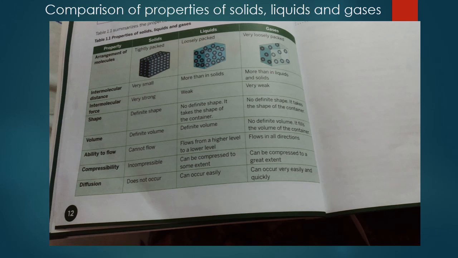Then the last property is diffusion. Diffusion does not occur in solids because there is no intermolecular space present between the molecules of solid. In liquids, the diffusion can occur easily. For example, I have already explained to you about the ink drop in the container filled with water. Then in terms of gases, the diffusion occurs very easily and very rapidly also.